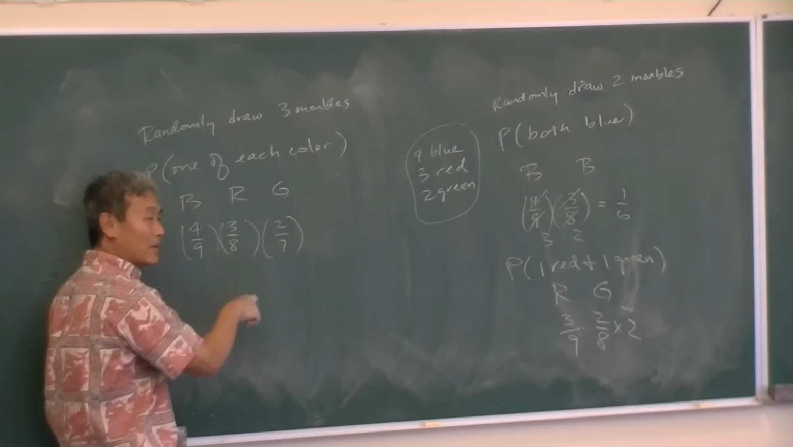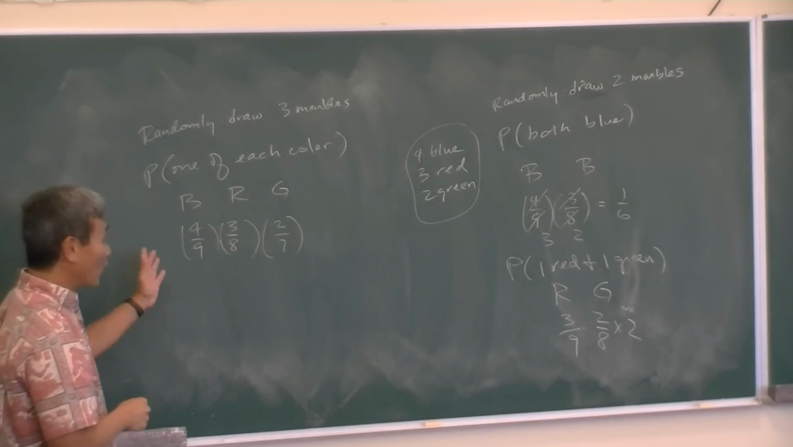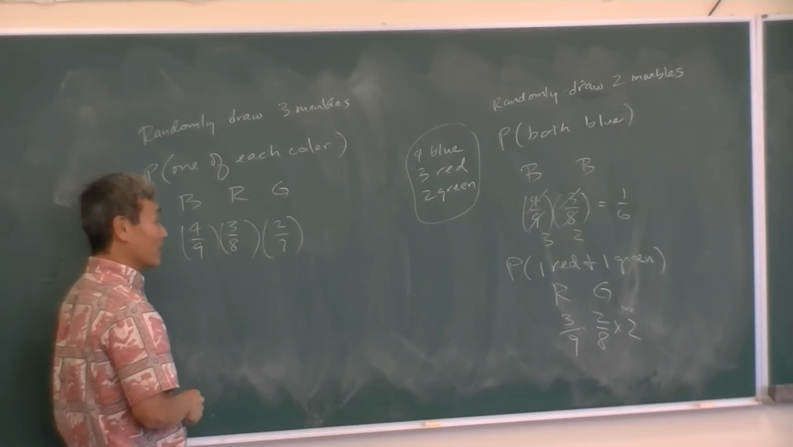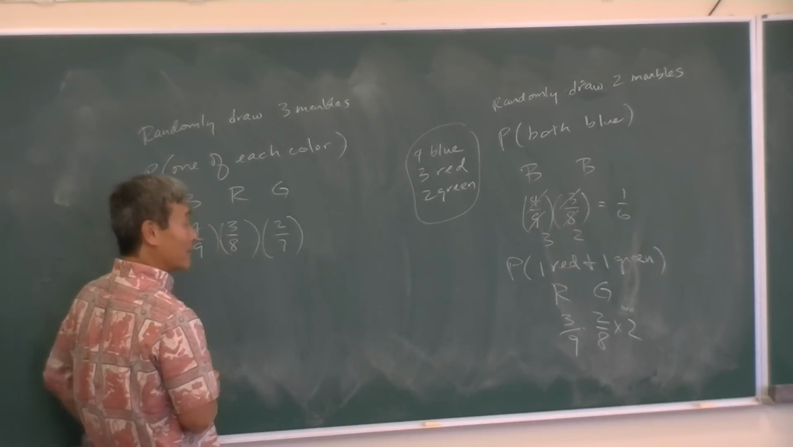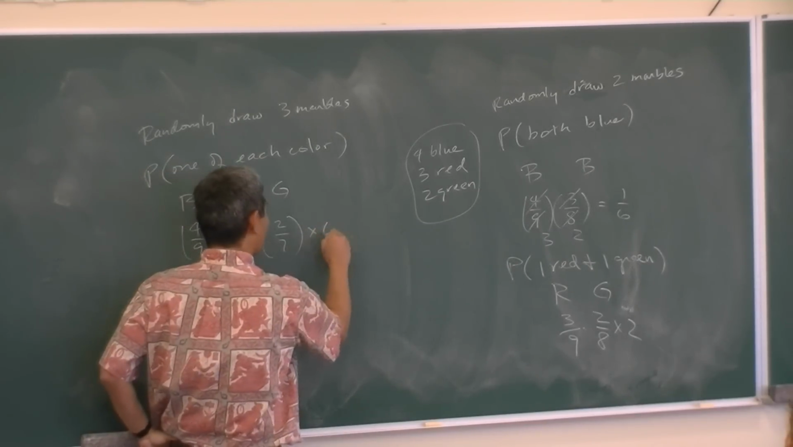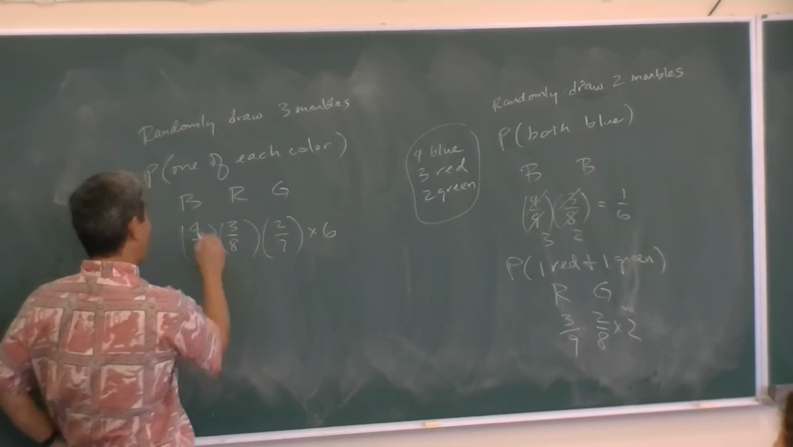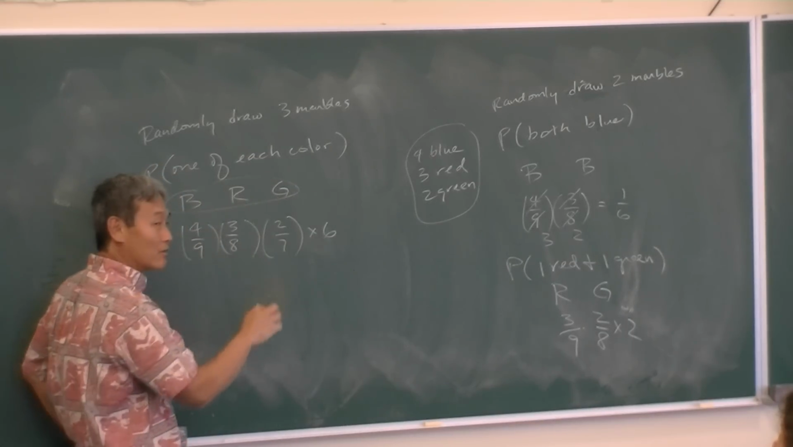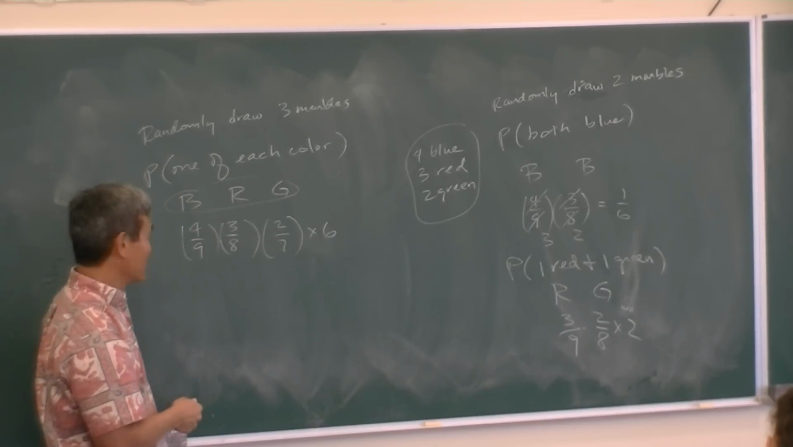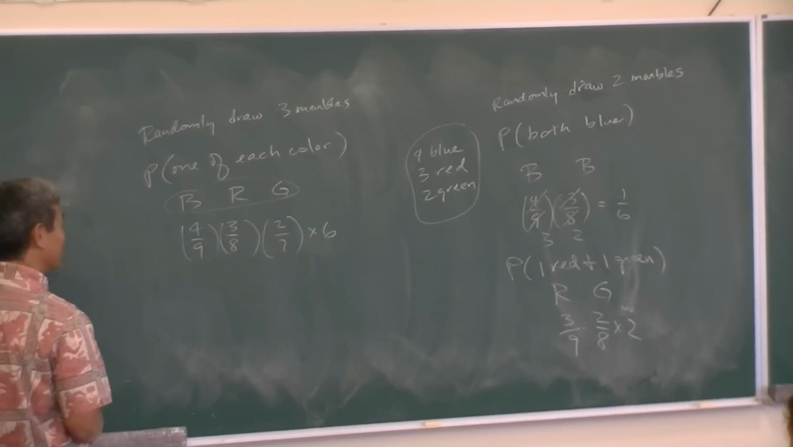See, most people can do that, but then now, is that the only order you can get 1 of each color? No, so how many different orders are there here? So you need to multiply by 6, or 3 factorial, right? It's like, how many ways can you arrange 3 things in a row? 3 factorial, which is 6. And then let the canceling begin.